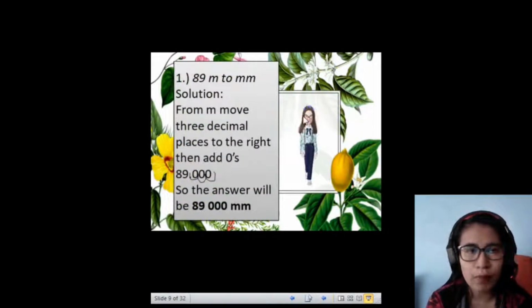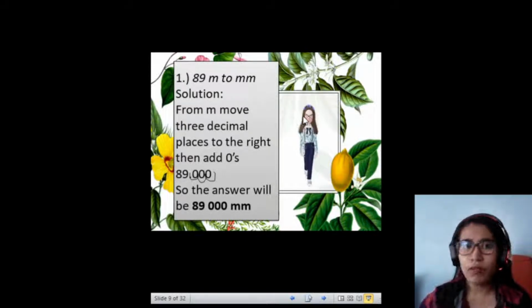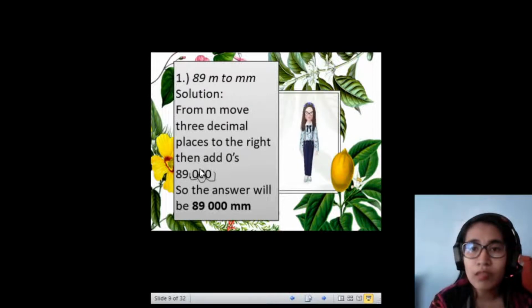Okay, for the first example, we're going to convert 89 meter to millimeter. From meter, we move 3 decimal places to the right, 3 decimal places to the right, then add zeros. Since we have a whole number, your decimal point is at the end of that whole number. So you have 89 point.